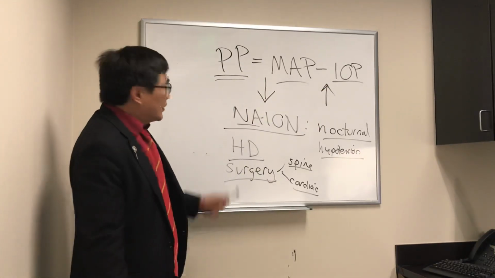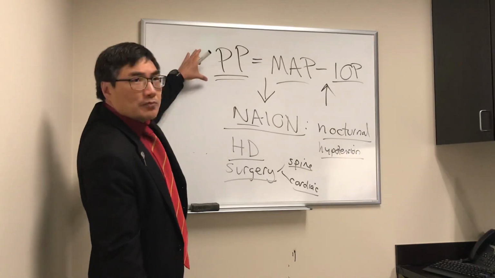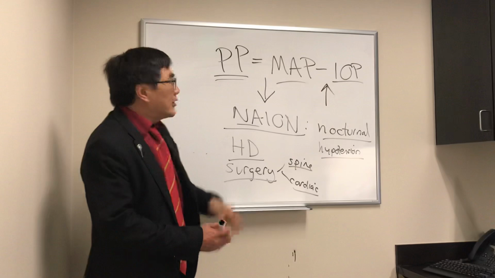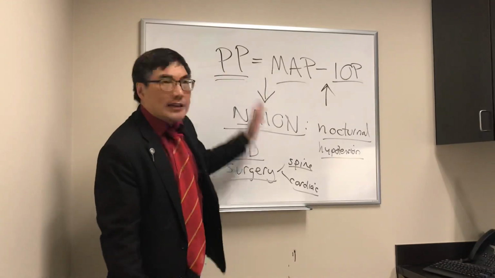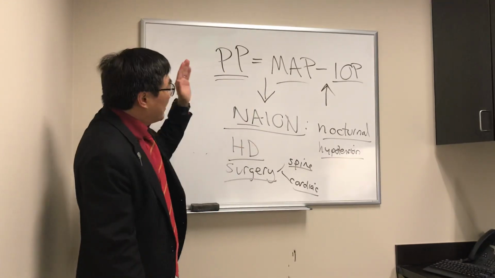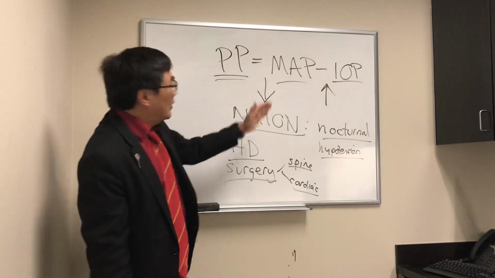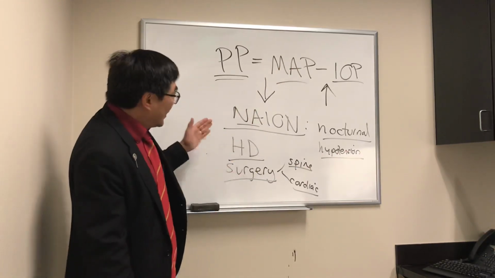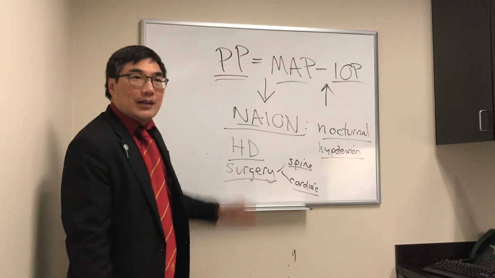So if you just know that the perfusion pressure equals the MAP minus the IOP, then you can try and figure out which side of the equation we're dealing with. Are we arterial pressure side dropping or IOP rising, either, neither, or both? And that is a super important concept that I hope you've learned today.